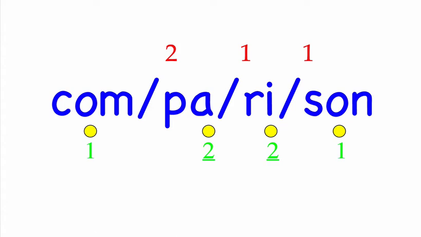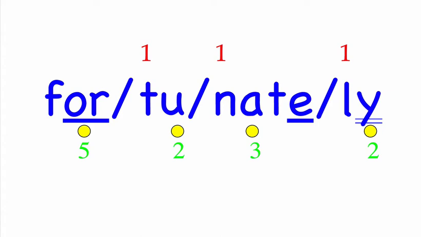Fortunately. Fortunately, we were able to get help immediately. For, tu, nate, lee. For, two sounds: f, or. Tu, two sounds: t, u. Nate, three sounds: n, a, t. Lee, two sounds: l, e. For, tu, nate, lee. Mark the word. For, tu, nate, lee.